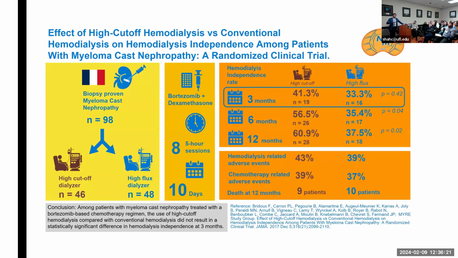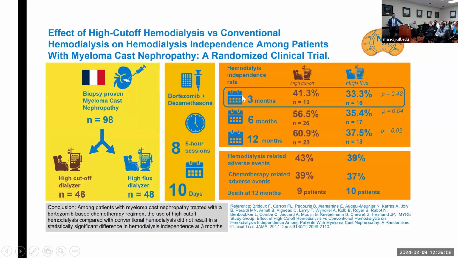A high cutoff dialyzer removes molecular weight up to almost 50 kilodaltons, so it removes both light chains and, to some degree, albumin. In this study, they used almost 98 patients, randomly assigned them into receiving high flux dialyzers or high cutoff dialyzers. All these patients received novel chemotherapy, which is bortezomib and dexamethasone-based therapy. All these patients were biopsy confirmed, and they received 8 sessions of 5-hour-long high cutoff or high flux dialysis sessions over 10 days. What was their outcome?